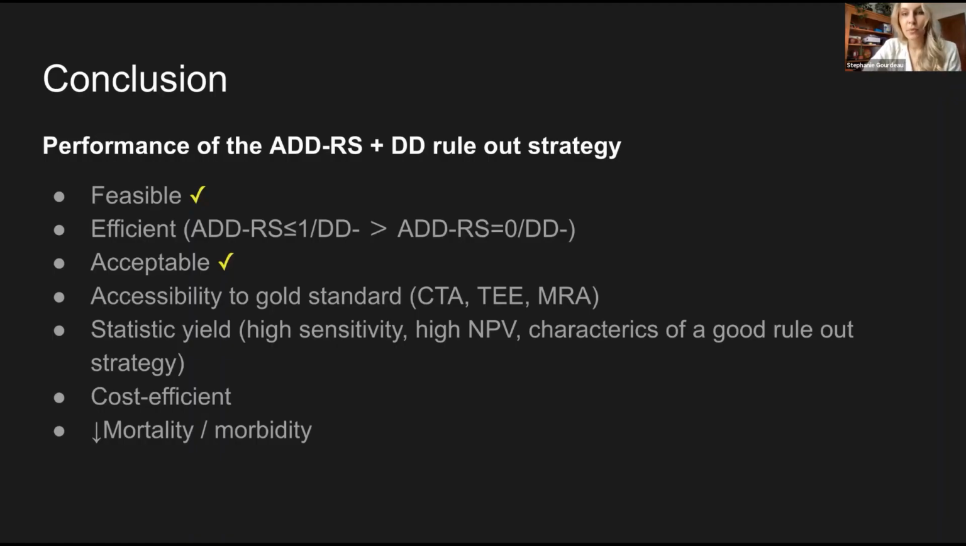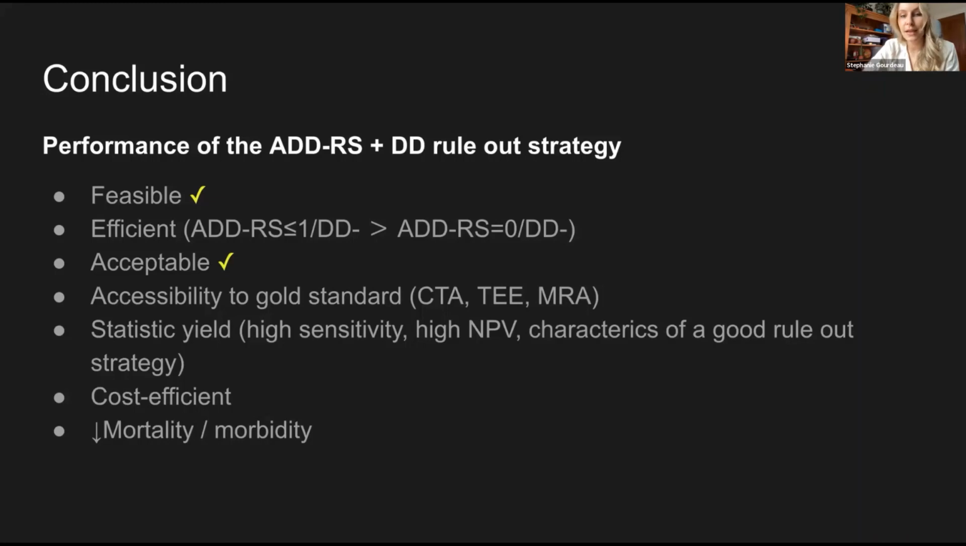So to sum it all up, when we look at different criteria to assess the performance of the ADDRS and D-dimer rule-out strategy, the rule-out strategy that is proposed is feasible. It requires little resources. The score is simple. There's only 3 categories. We can all use it at the bedside. In terms of efficiency, a higher threshold certainly proves to be more efficient while performing as well in terms of sensitivity, negative predictive value, and negative likelihood ratio. This rule-out strategy is acceptable for both patients and physicians.